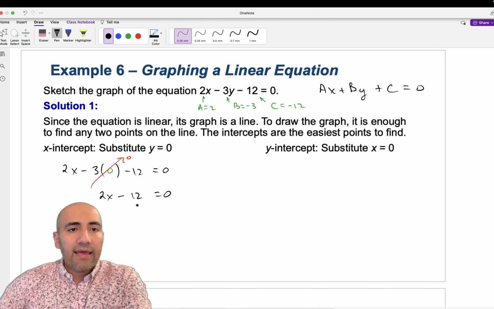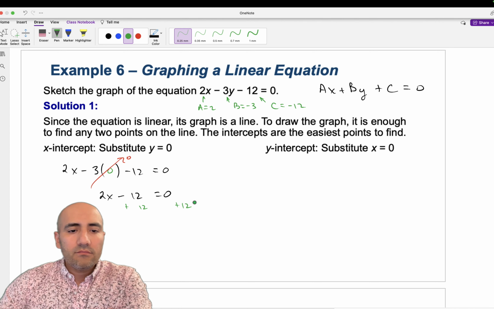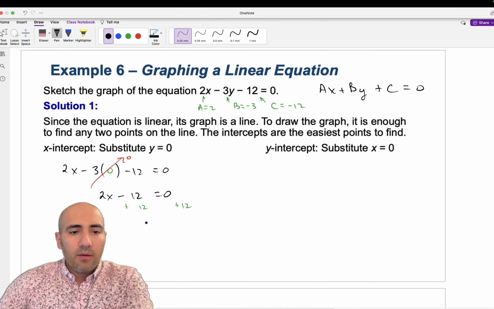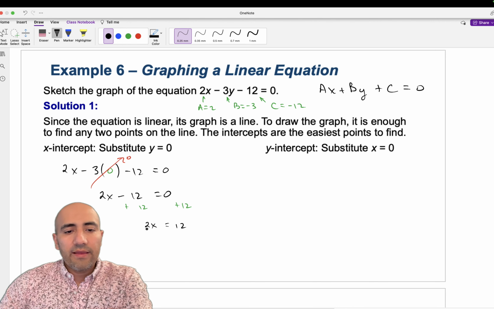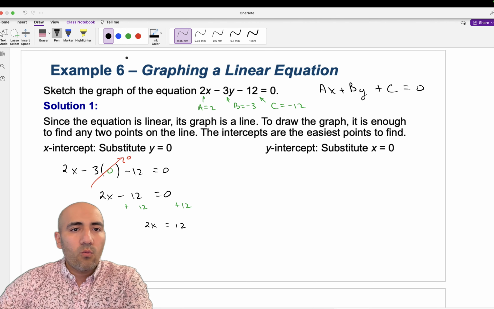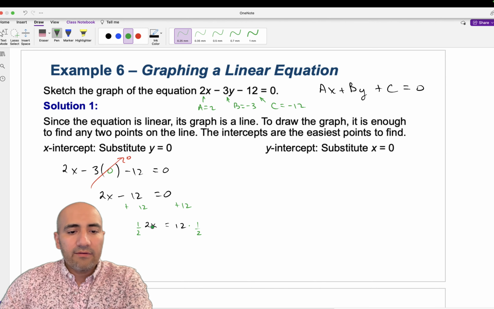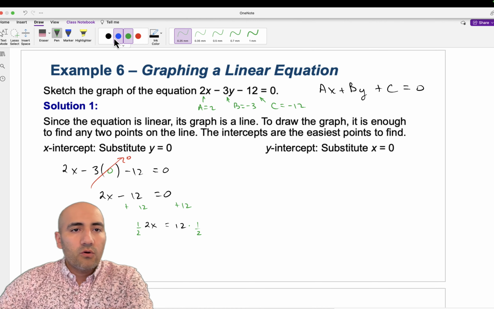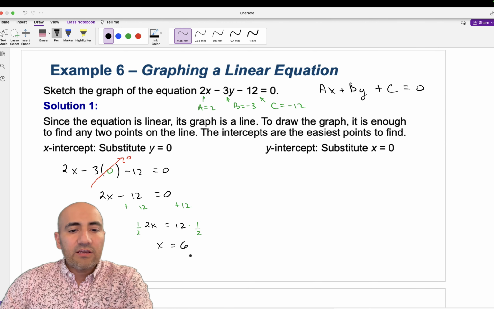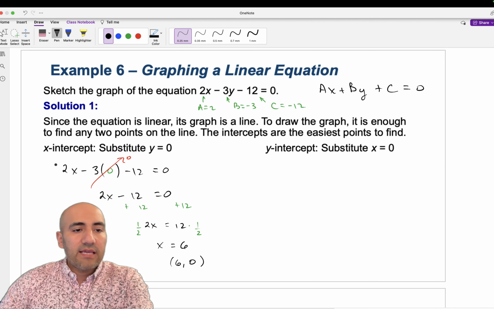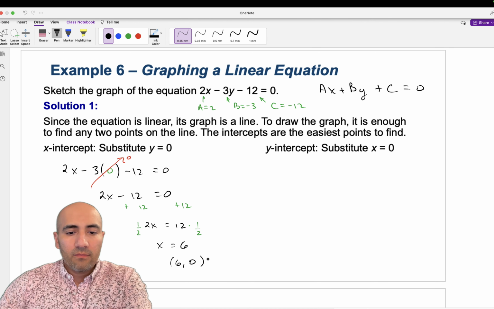Now if I add 12 to both sides, we end up with 2x equals 12. Now I multiply both sides by 1/2 to isolate the x. The 2's cancel, so I end up with x equals 6. Now I have the ordered pair (6, 0). This is the x-intercept point.